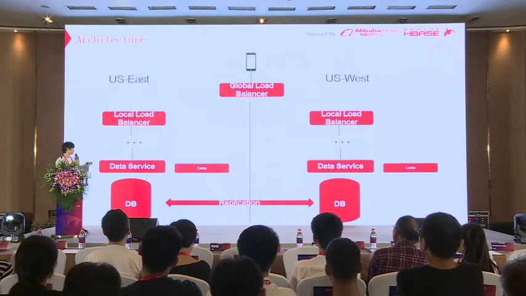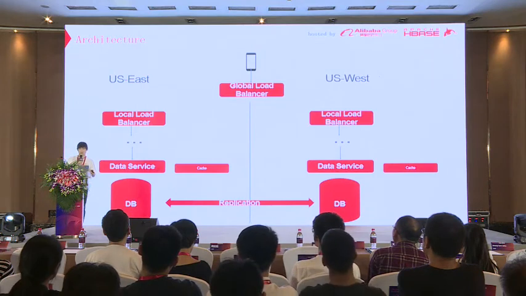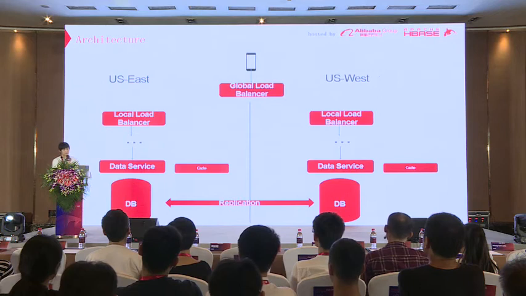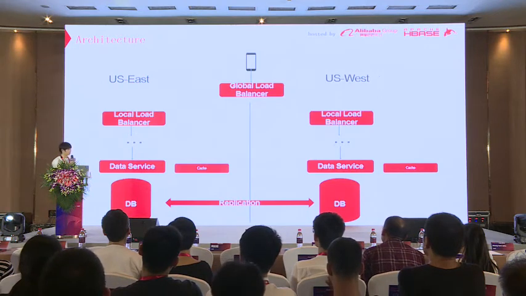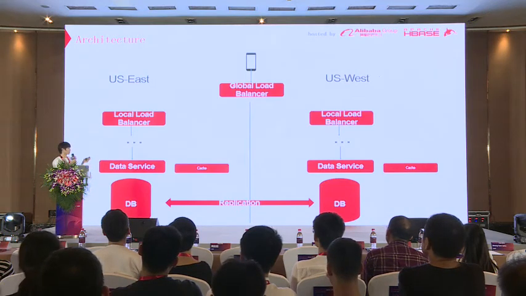The data service is something we mentioned before. It's some service, like the graph service Xen, which will call the database and the cache to read or write data. And the source of truth databases will replicate data between each other to the remote DB. So we only allow cross-cell traffic on the data service and the database layer.